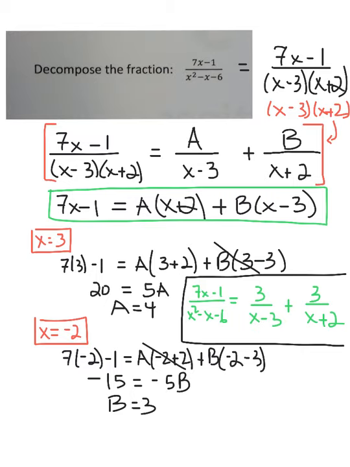And oops, on me, I made a mistake, right? A is 4, so this right here should be a 4. Sorry, my apologies. And there's your answer.